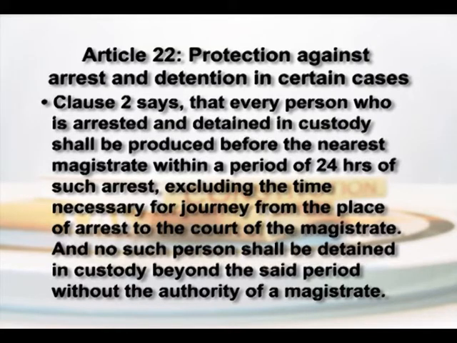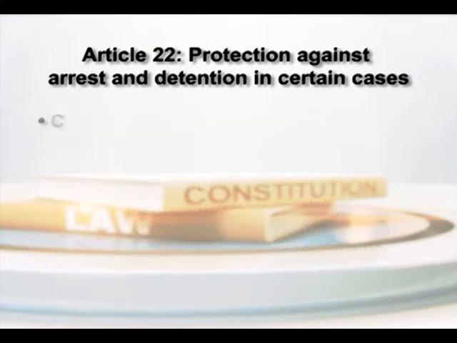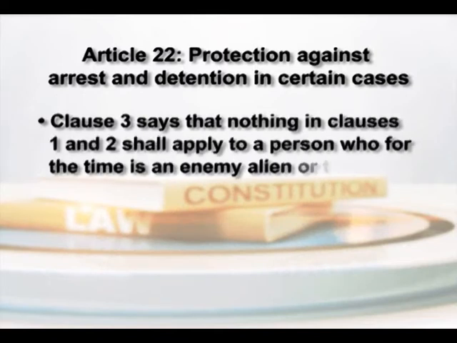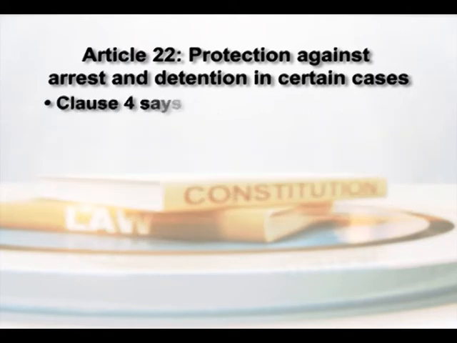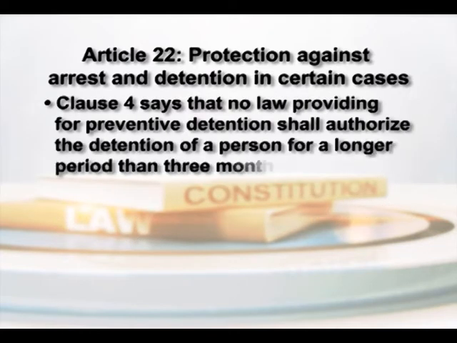Article 22, Clause 3. It says that nothing in clauses 1 and 2 shall apply to a person who for the time being is an enemy alien, or to any person who is arrested or detained under any law providing for preventive detention.